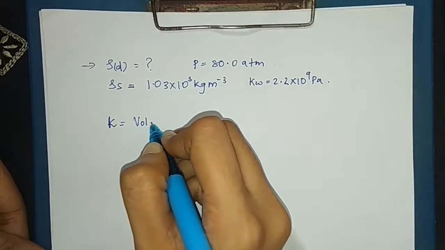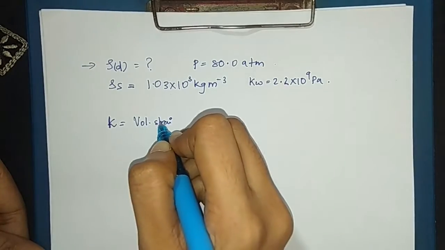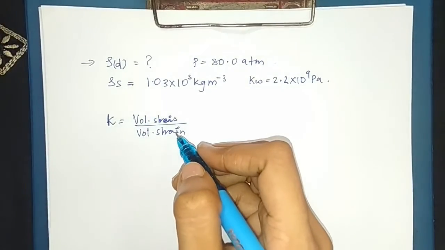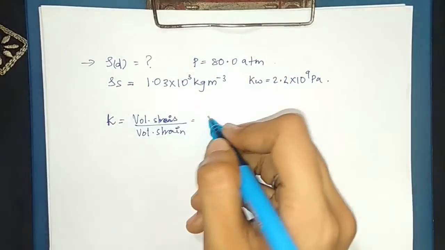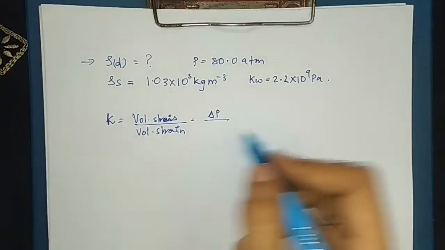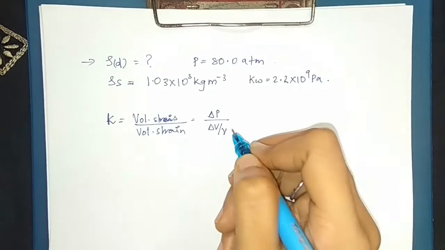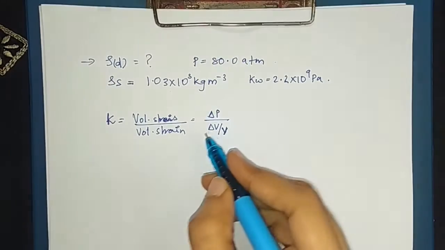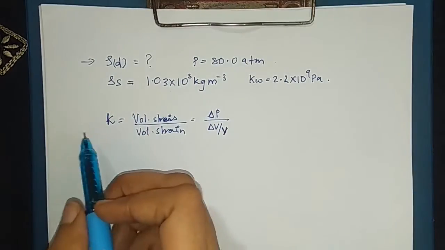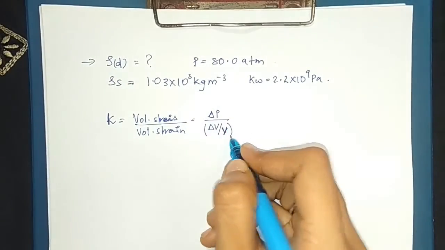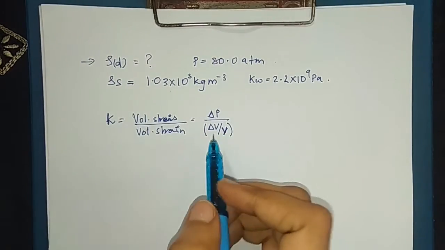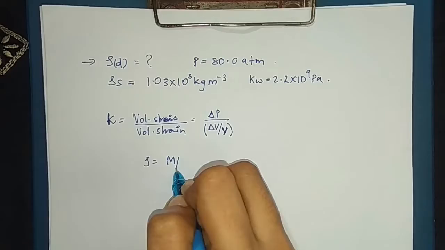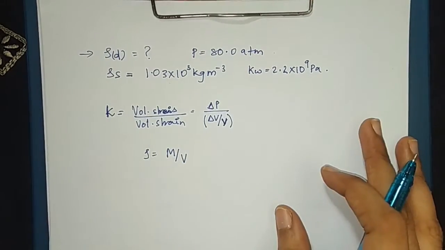It is volume stress divided by volume strain. Volume stress can be written directly as the change in pressure, and volume strain is delta V by V. Now I am taking the modulus of the formula, so no need to worry about the negative sign. We know the pressure and the bulk modulus, so we can find the change in volume, but the volume itself is not given. Relating to volume we can calculate the density, right? Because what is the formula of density? It is mass by volume. So let's see how we can connect it.